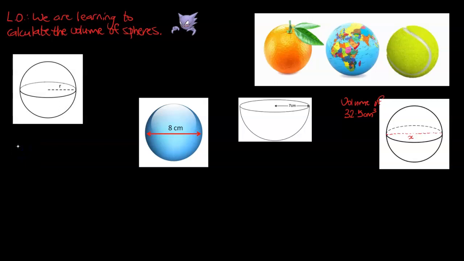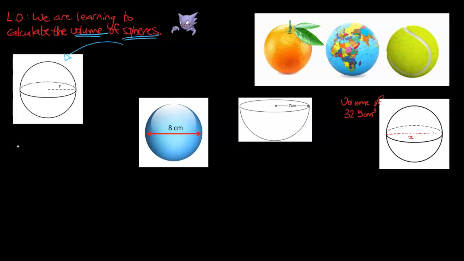Today's learning objective is in red. We're carrying on with our work on volume, but this time around we're looking at the volume of spheres. And spheres, if you haven't heard of them before, are basically ball-shaped objects. They are perfectly circular in all directions.